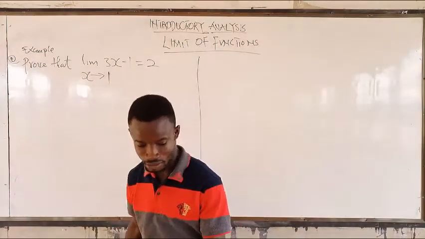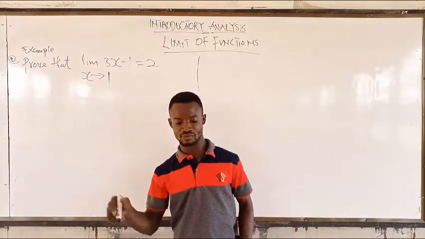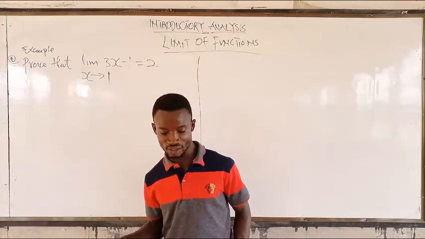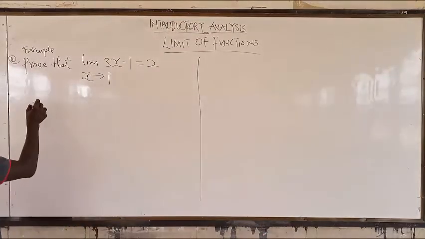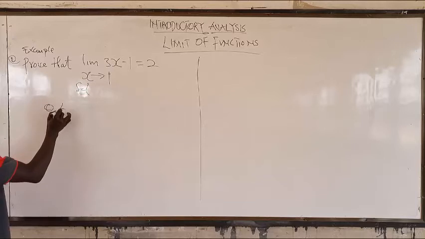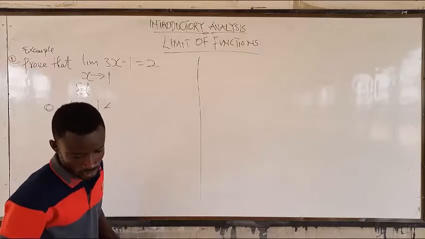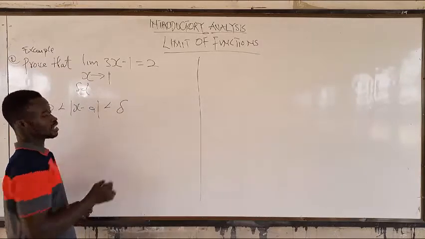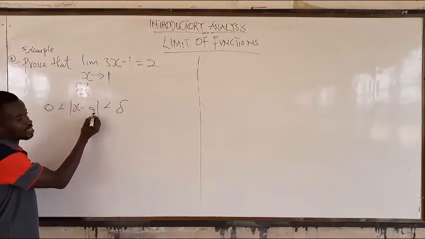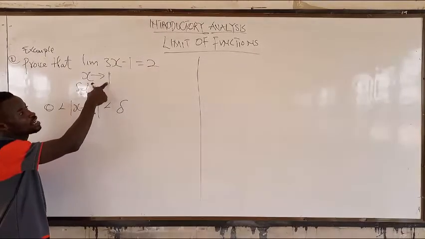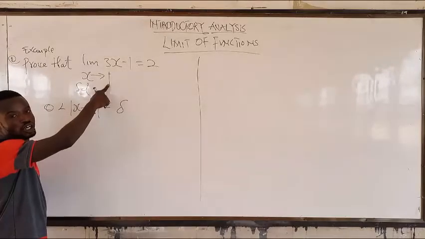So you have to state the theory. If given any positive epsilon, there is delta in terms of epsilon greater than 0, such that, don't forget, 0 less than |x minus a| is going to be less than delta. Now, what determines this a is where the limit is approaching. Don't forget that. Always don't forget that. So here, the a here is the 1.